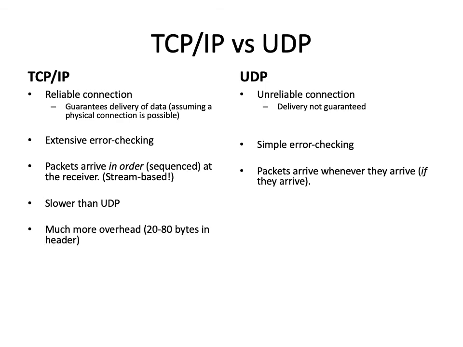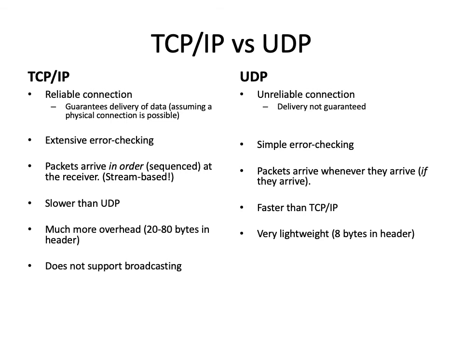Also, with TCP/IP, the header bytes are a lot bigger. There's a lot more information in the overhead that helps with the error checking and so on. UDP, on the other hand, is much faster and very lightweight. There are only 8 bytes in the header as opposed to 20 to 80 bytes.